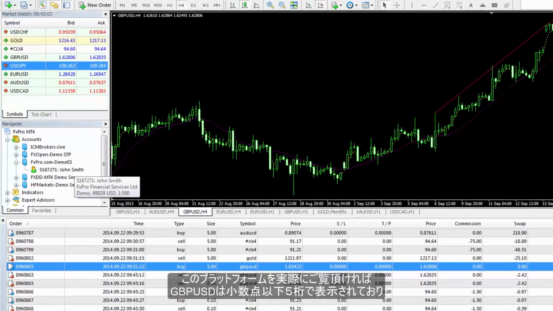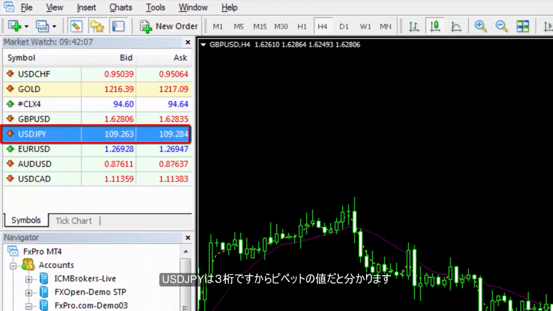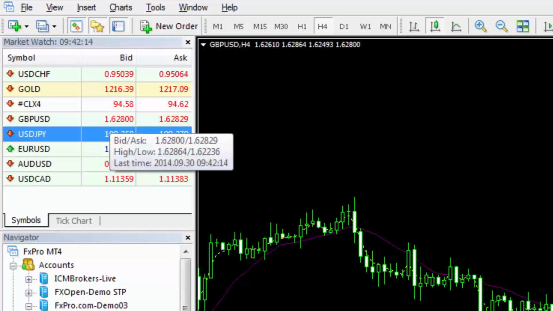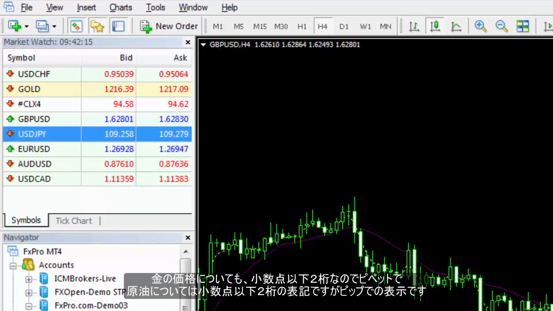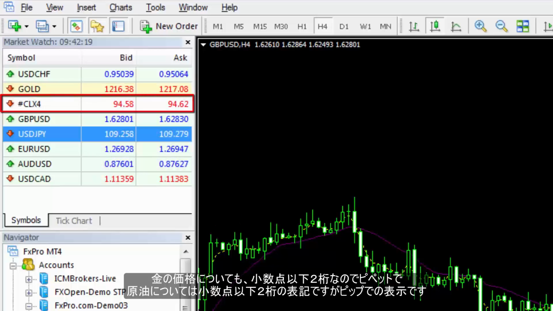If you actually look on the platform, you will see here British pounds against US dollars is shown in 5 decimal format, and US dollars against Japanese yen is in pipette values, since it has 3 decimal digits. It is also clear to see gold prices, which are measured in pipette with 2 decimal places, and again oil is also represented with 2 decimal places, but in pip format.